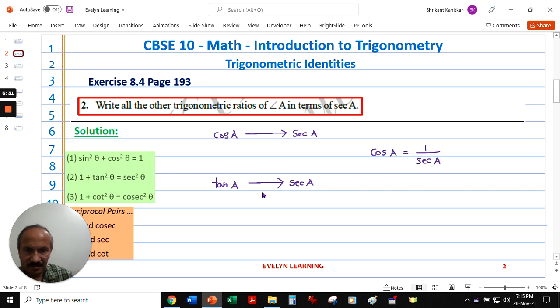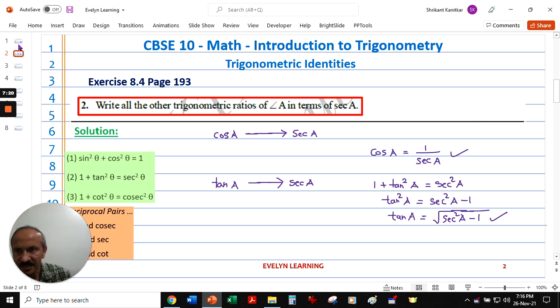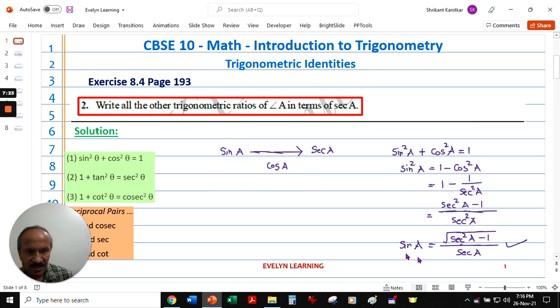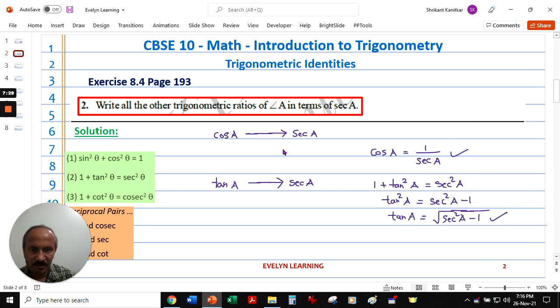But there is an easier way than that, which is a direct Pythagorean identity you can see here which relates tan and secant. So here is that identity in terms of angle A. I am writing that now: 1 plus tan square A is equal to secant square A. So from this I can write tan square A is equal to secant square A minus 1. And now taking square root on both sides, tan A is square root of secant square A minus 1.